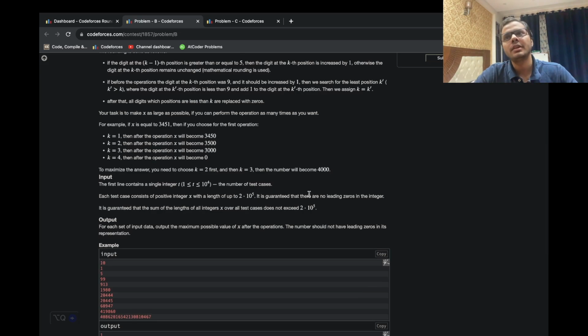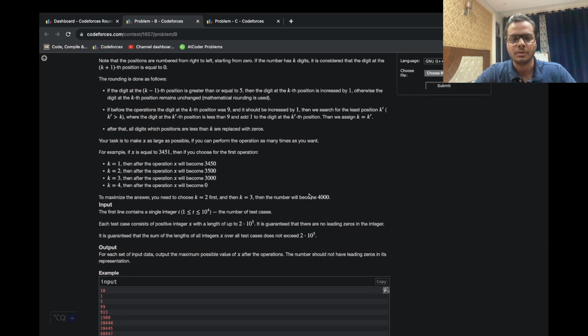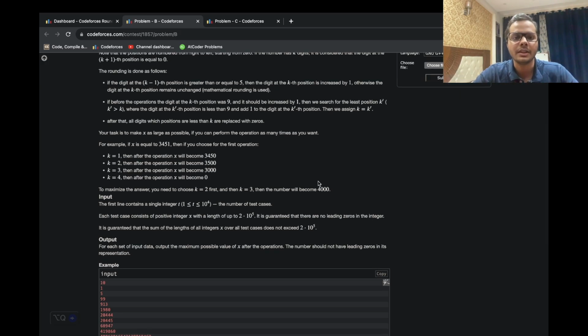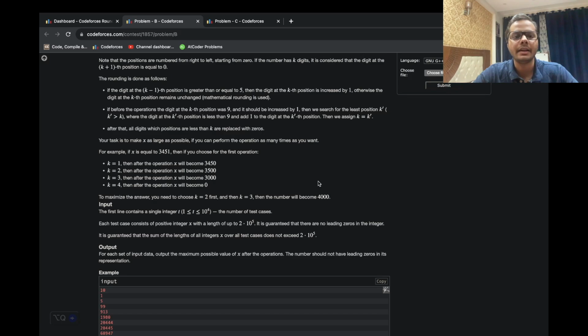So basically what we are trying to do here is to maximize the number. So obviously what we need here is that the number which is being increased should be as left as possible, if at all we are increasing any number. And if any number is not getting increased, then we are basically just decreasing the number. So then we don't really need to perform any operations.